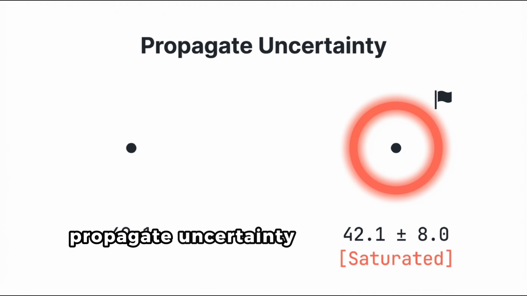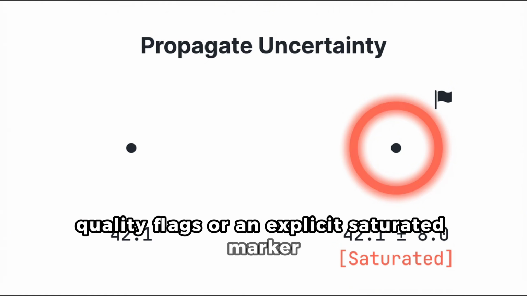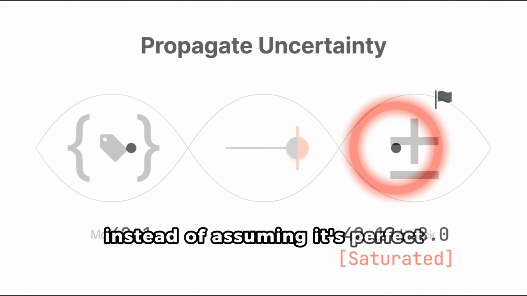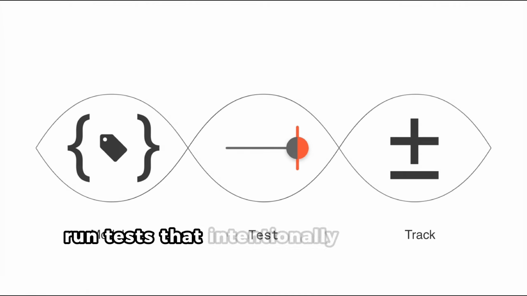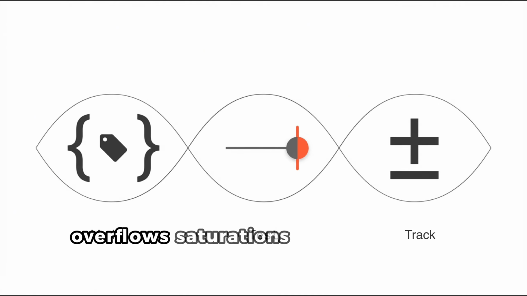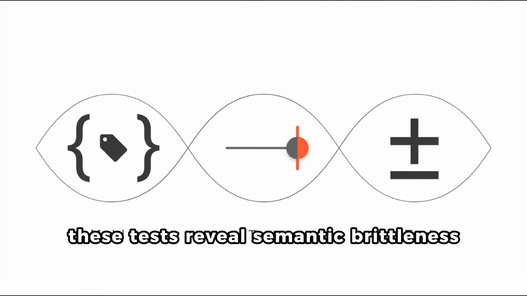Propagate uncertainty and trust levels. Don't return a single number where the precision is suspect. Return confidence intervals, quality flags, or an explicit saturated marker. Let consumers see the certainty instead of assuming it's perfect. Test beyond the happy path. Run tests that intentionally push inputs to their extremes. Overflows, saturations, missing sources, and unusual time zones. These tests reveal semantic brittleness early.